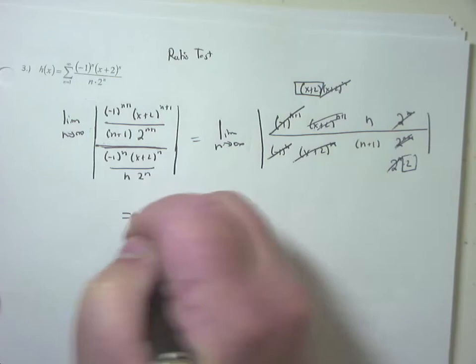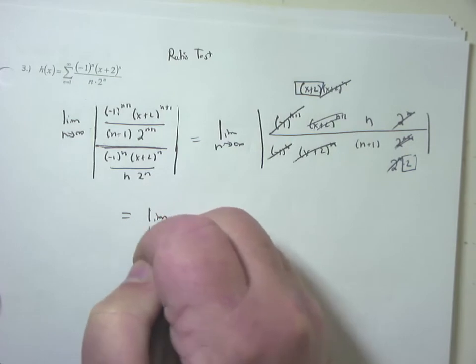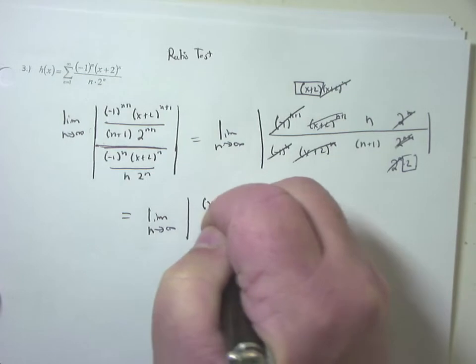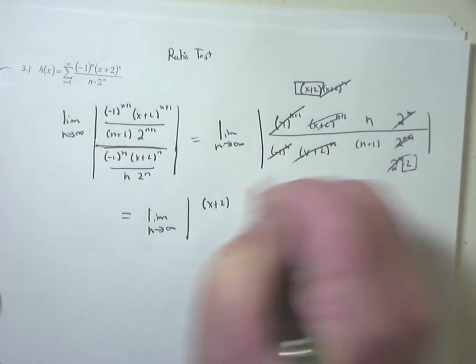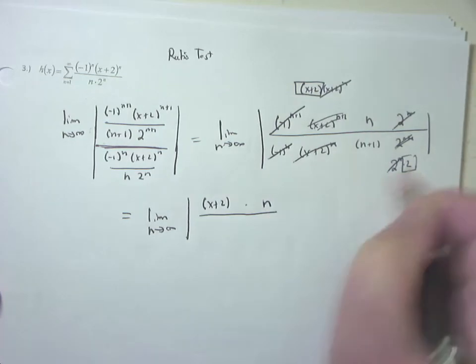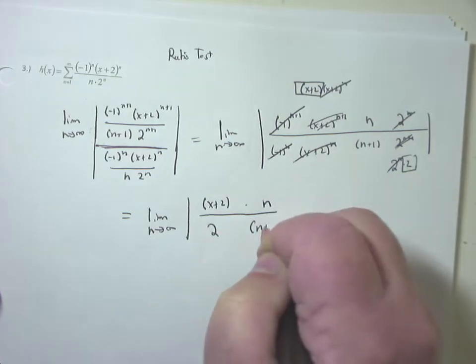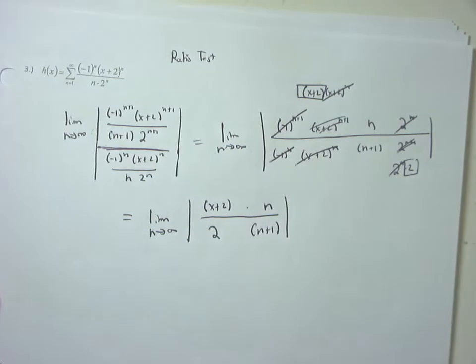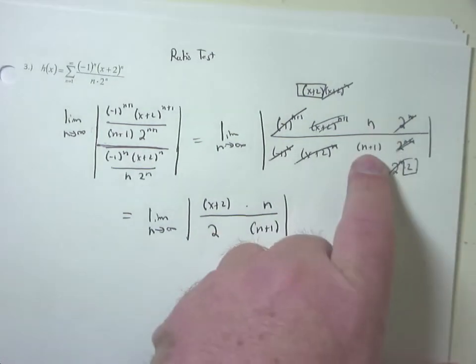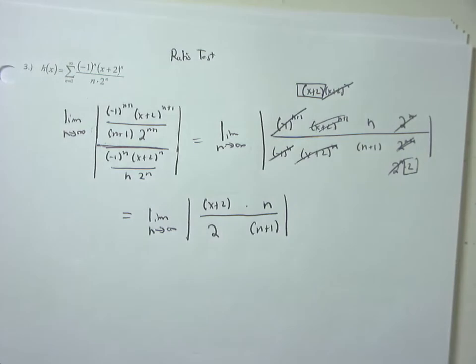So this leaves me with, when you clean it up, and on WebWork when they ask you to clean it up, this is what you're going to give them. The absolute value of x plus 2 on top times n, I never touch the n's, divided by 2 on the bottom, times n plus 1. Okay? These guys don't clean up in terms of your ratio test stuff, the n divided by n plus 1.